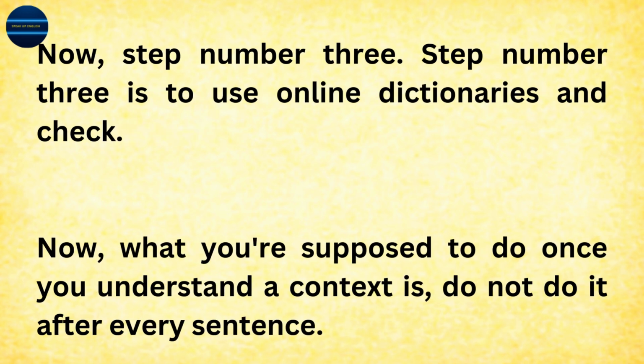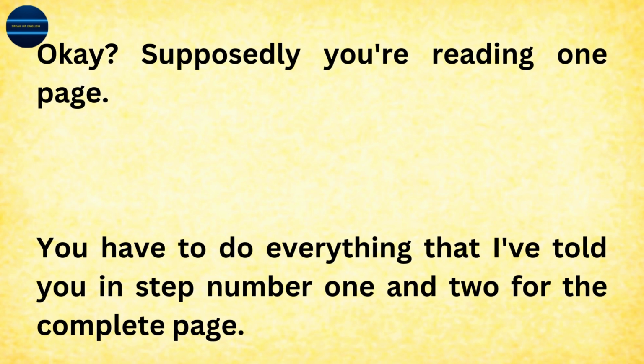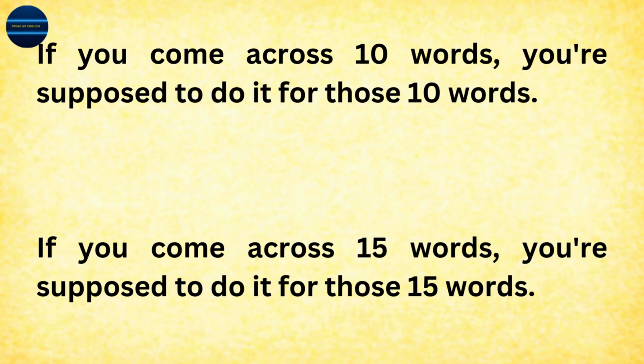Now, step number 3. Step number 3 is to use online dictionaries and check. Now, what you're supposed to do once you understand a context is do not do it after every sentence. Supposedly, you're reading one page. You have to do everything that I've told you in step number 1 and 2 for the complete page. If you come across 10 words, you're supposed to do it for those 10 words. If you come across 15 words, you're supposed to do it for those 15 words.